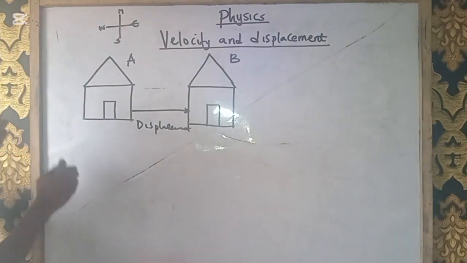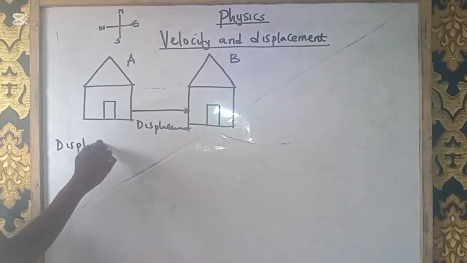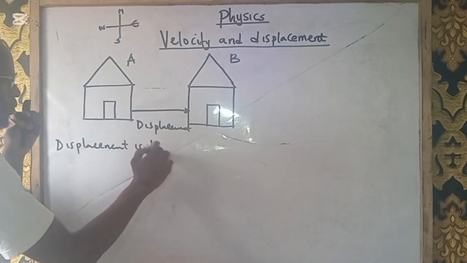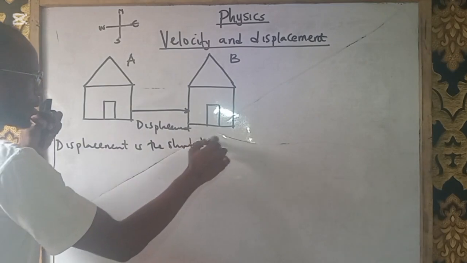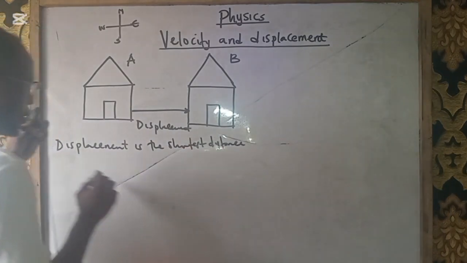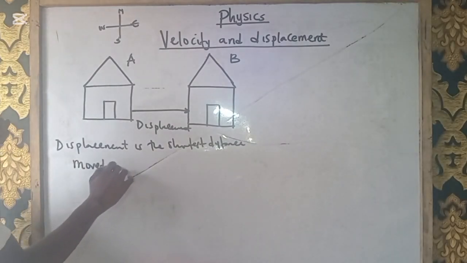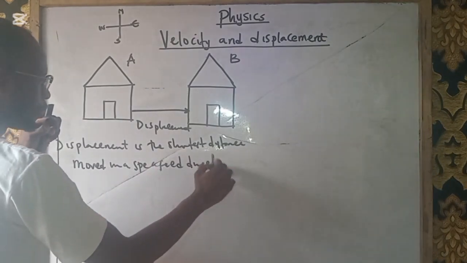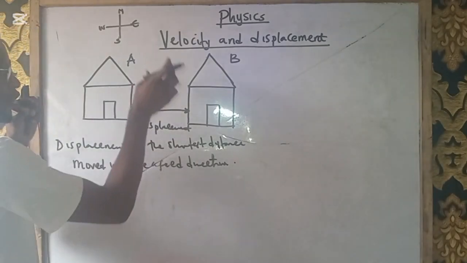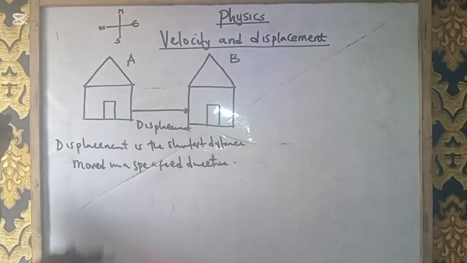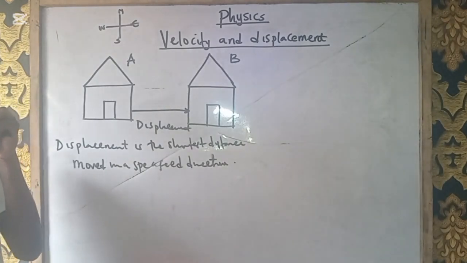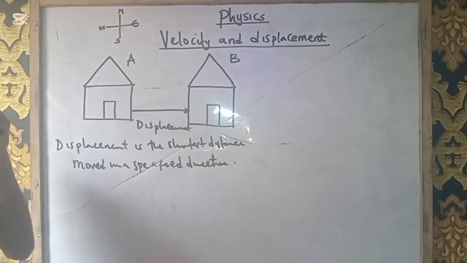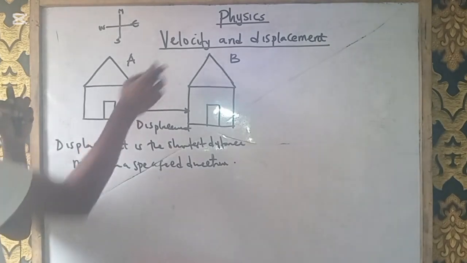So you can therefore say that displacement is the shortest distance moved in a specified direction. So it's similar to distance, but not actually distance. This one has a direction, distance does not have direction. Because this is a vector quantity, while distance is a scalar quantity. So with this concept, we can now get the definition of velocity.